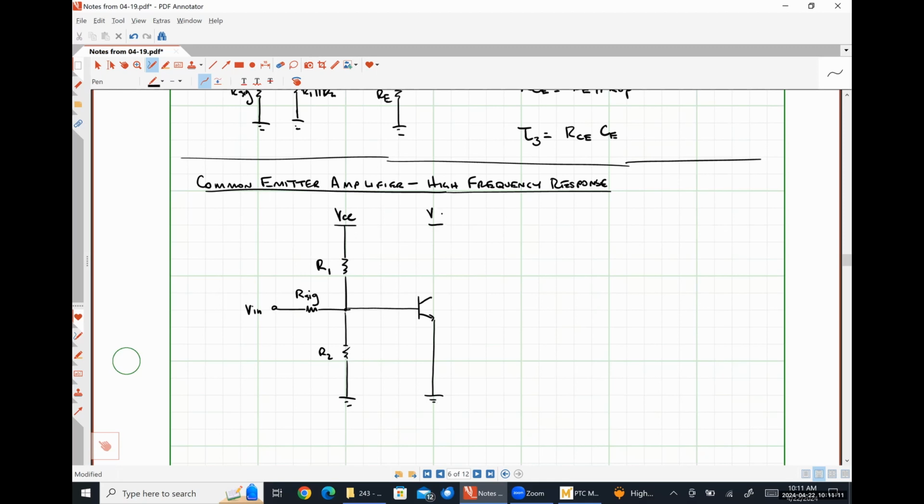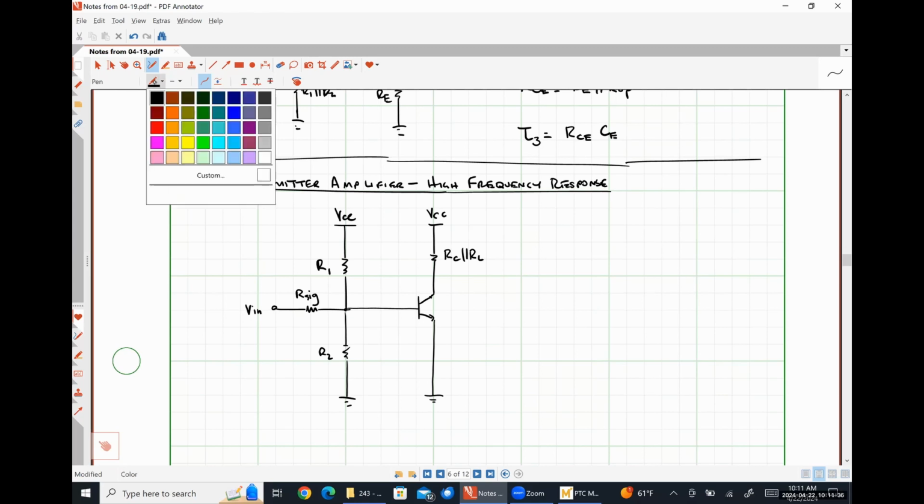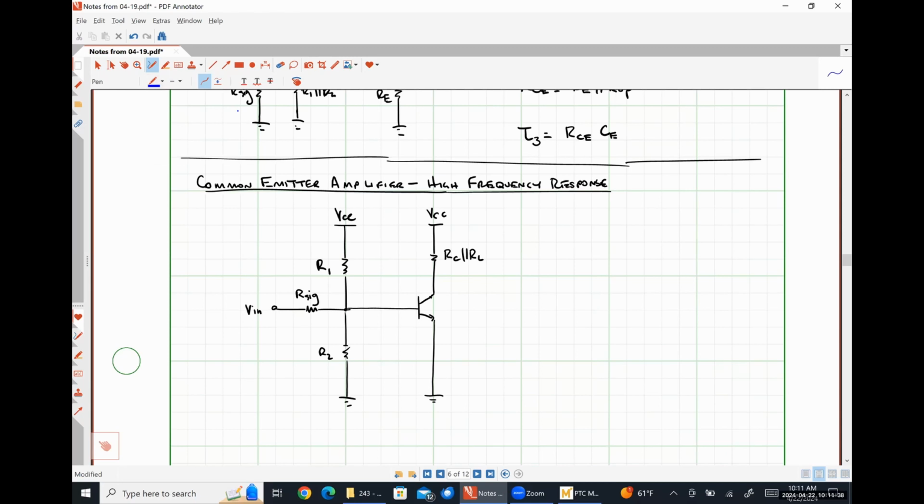Up here, I'm going to have VCC. And then this is going to be RC in parallel with RL, because when C out is a short circuit, we see both resistor RC between our collector node and AC ground, and RL between our collector node and AC ground. So now let's superimpose some capacitances, right?